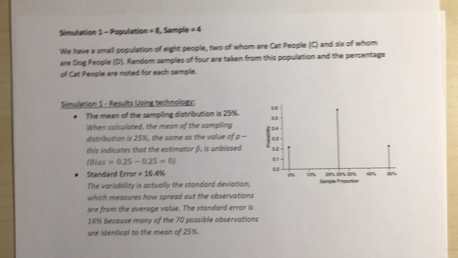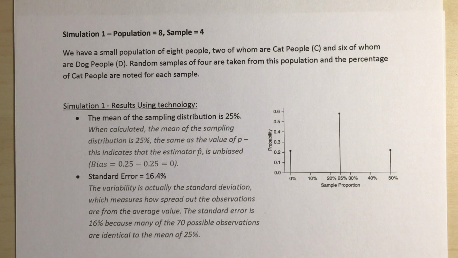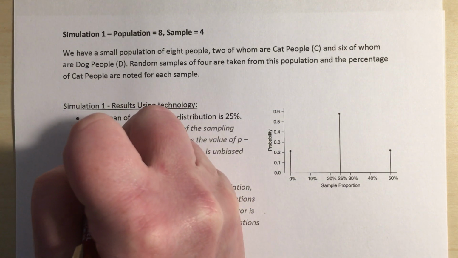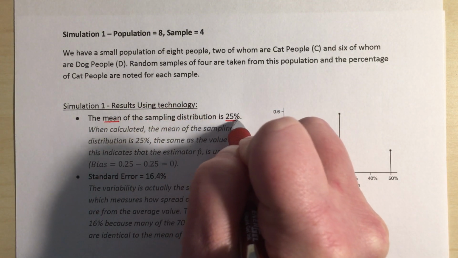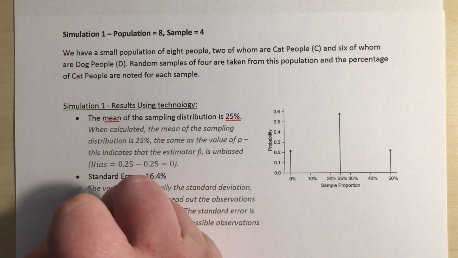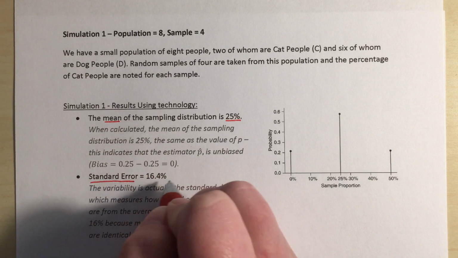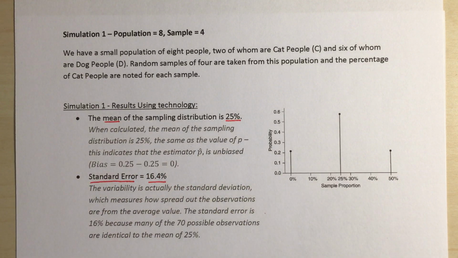In simulation 1, we are starting with a population of 8 people, so a relatively small population, 2 of whom are cat people and 6 of whom are dog people, so there's our 25%. Random samples of 4 are taken from this population, and the percentage of cat people is noted for each sample. The mean of our sampling distribution is 25%, and our standard error is going to be 16.4%.